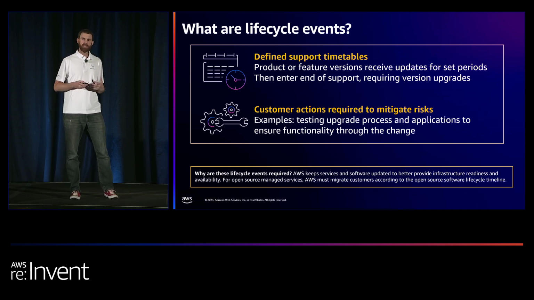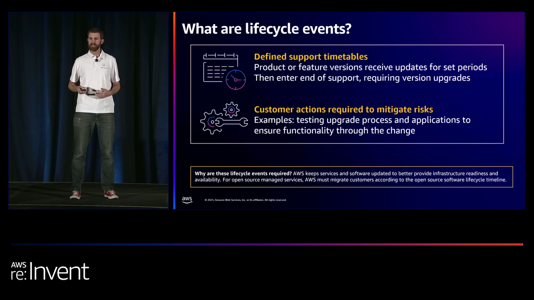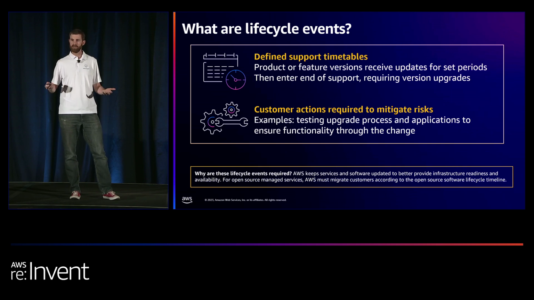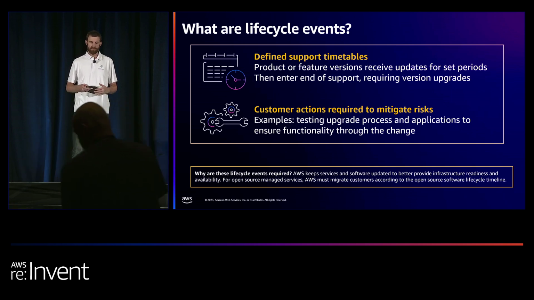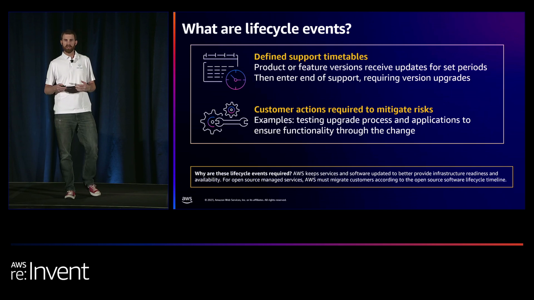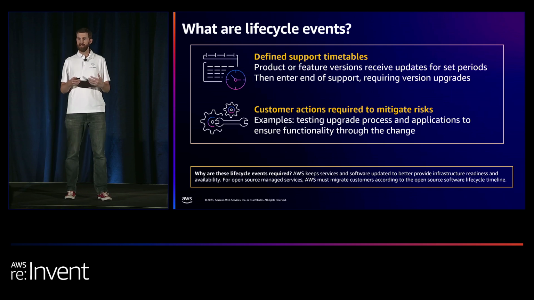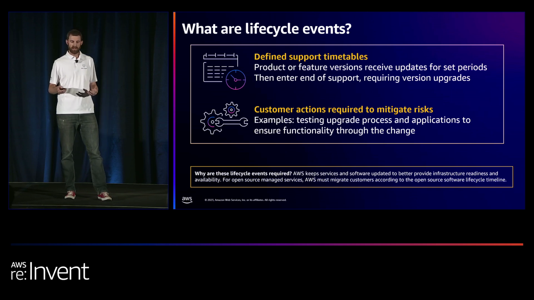So the reason in part why these exist is that the open source managed products you use, like Amazon RDS or like Amazon EKS, follow community support timetables. So a certain number of months or years of standard support before their life cycles end. And before that life cycle ends, you need to have been aware of the event, planned for that upgrade, tested and validated your applications to ensure that your applications keep running smoothly.